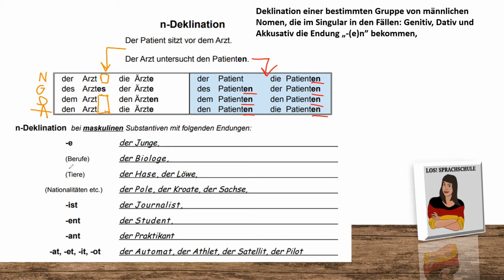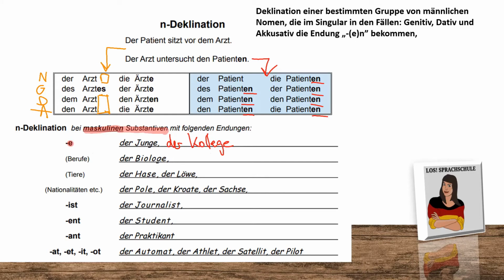We have here a little list, which is really helpful. Of course, there's always a special word or something that is excluded, but at least it helps so you don't have to learn everything by heart. So we have male nouns with the following endings. E: der Junge, der Kollege, the colleague. This also goes, of course, for occupations which are male.